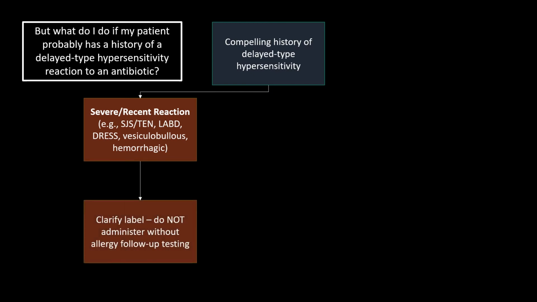So the workflow for this could be the following. We suspect our patient actually has a delayed type reaction to an antibiotic. The first question we ask is: is this a severe or a mild reaction? This, of course, would rely on your ability to recognize and diagnose specific hypersensitivity reactions, which should be done when your patient has a known history of a drug reaction. If a reaction is severe, for example, Stevens-Johnson syndrome or DRESS, we should clarify the label with this information and continue to avoid. An allergist follow-up would be justified in these cases.